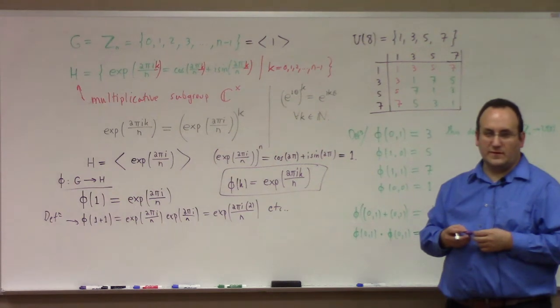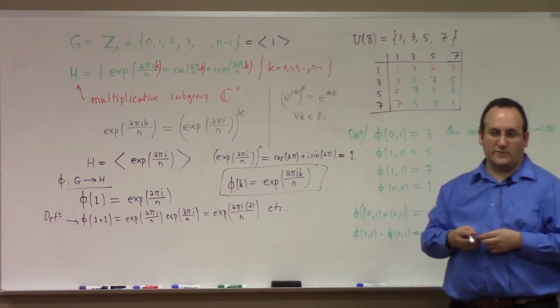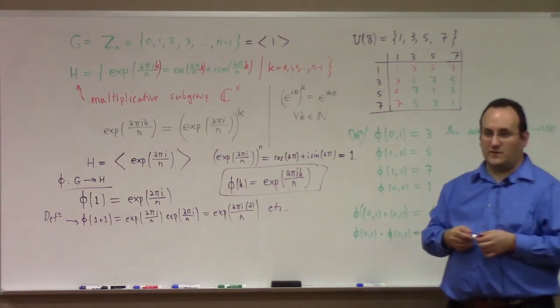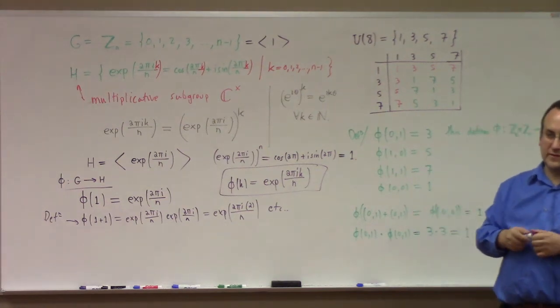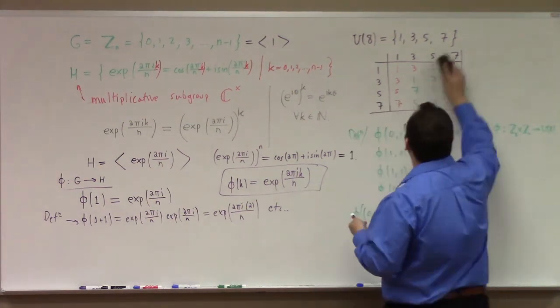It remains to prove it's 1-to-1 and onto. Actually, if we get one, we get the other. These are both n element sets. So which one do you want to prove? Do you want to prove it's 1-to-1 or do you want to prove it's onto? I want to prove it's 1-to-1, because then I get the kernel. If I can show the kernel is 0, we're done. So how can we calculate the kernel of this thing?